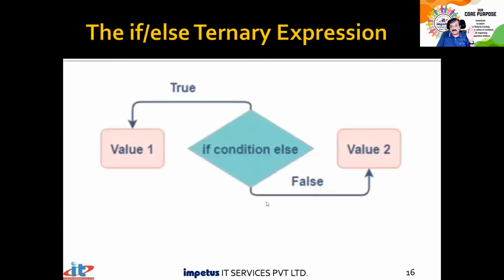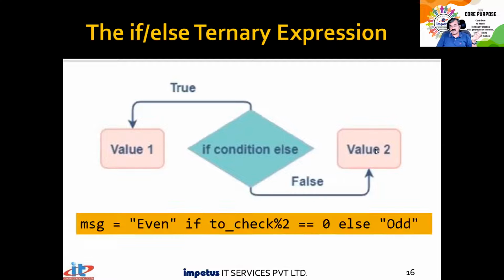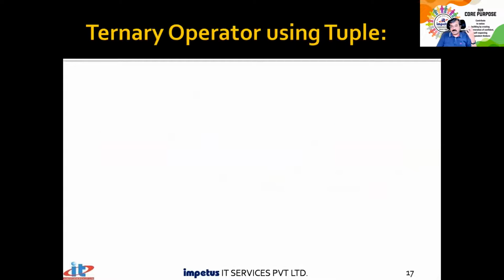But since it is there, if somebody uses it, you should not get confused. So you will say, if the condition is true, execute the statement on the left-hand side. If the condition is false, execute the statement on the right-hand side. So I will say, if the number to check mod 2 equal to 0 hai, तो message even hai, else message odd hai. But then it just brings that statement from multiple lines to a single line.